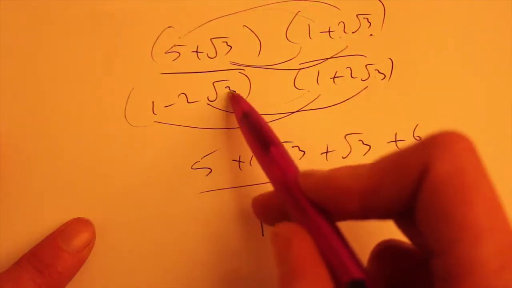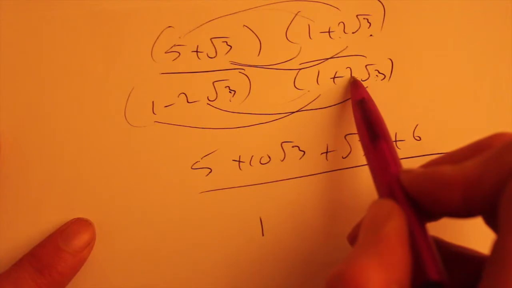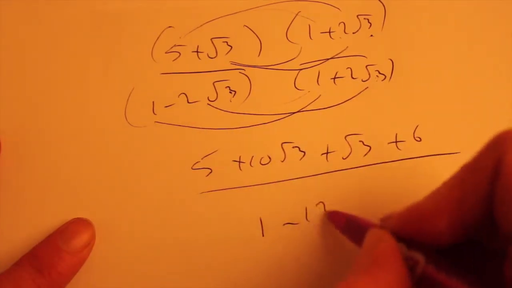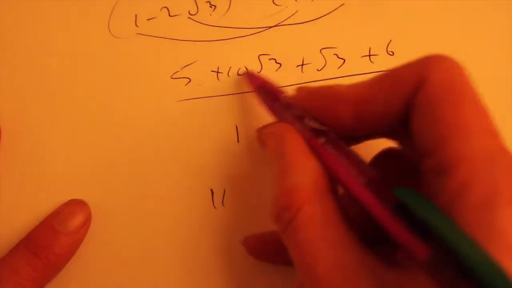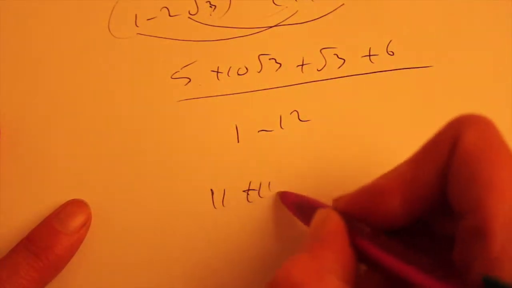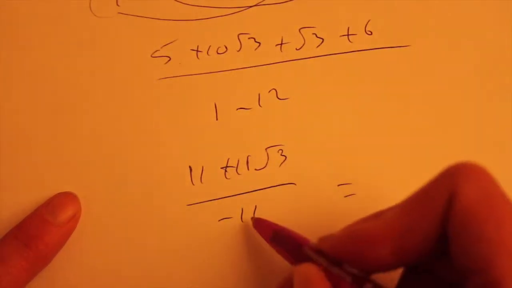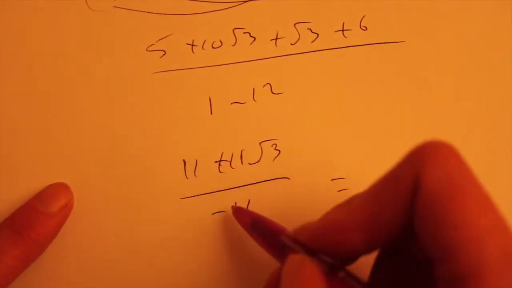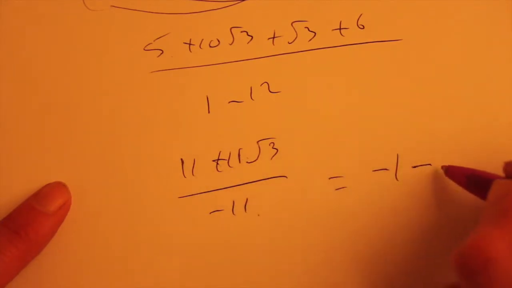And I wouldn't worry about doing those two and those two because you always cancel off. Just working with these two. Root 3 times root 3 is root 9, which is 3. 3 times 4 is 12, so it becomes minus 12. That tidies up. 5 plus 6 is 11. 10 root 3 plus 1 root 3 is 11 root 3 over minus 11. Now you would be expected to divide through by minus 11. 11 divided by minus 11 is minus 1.